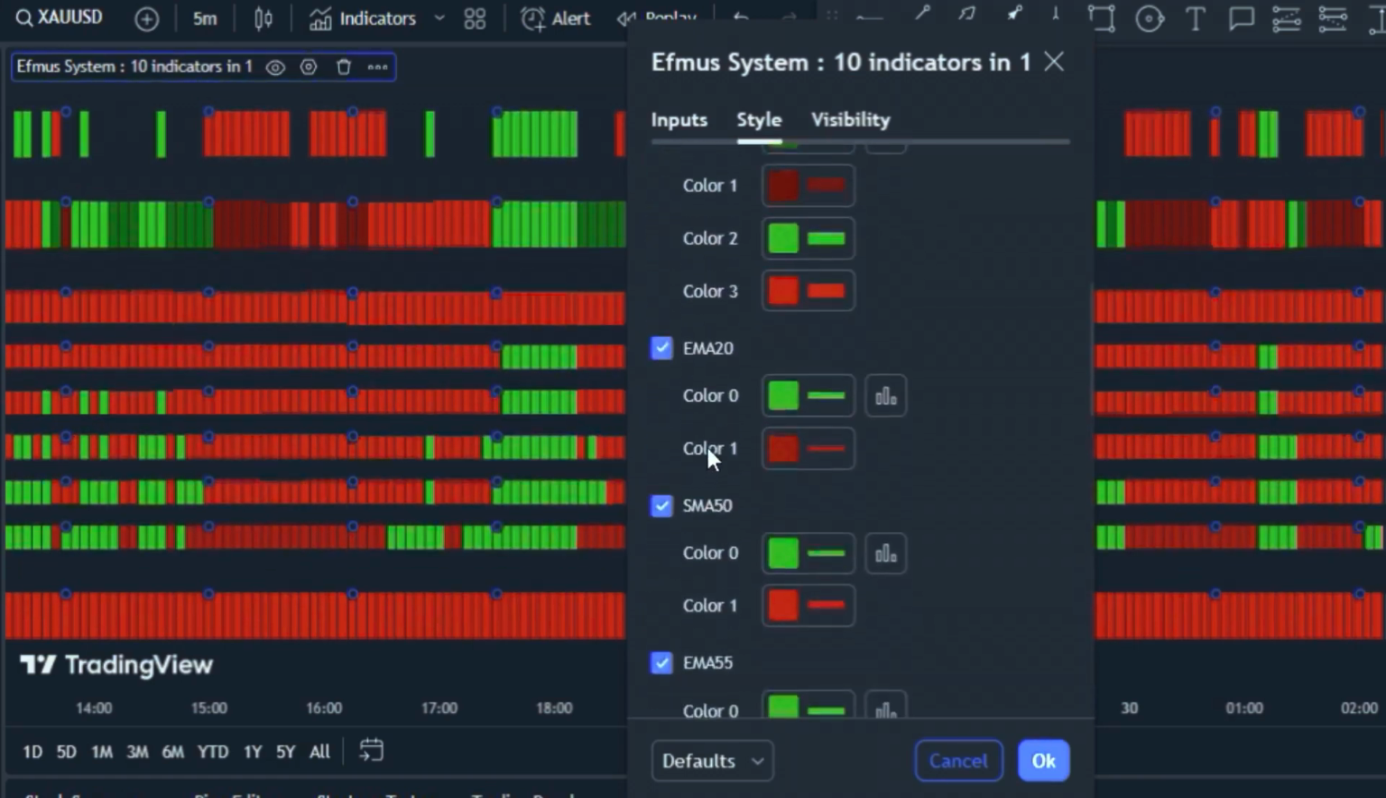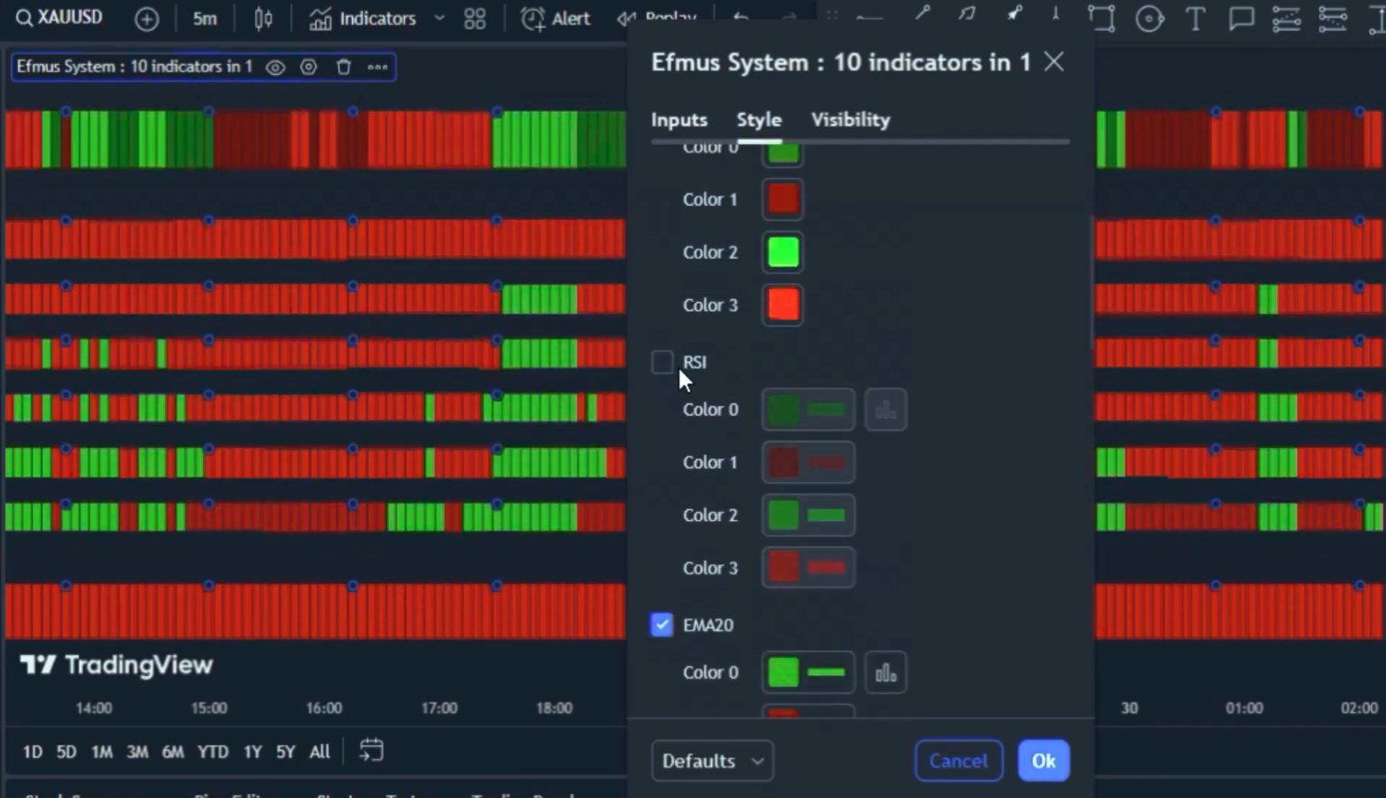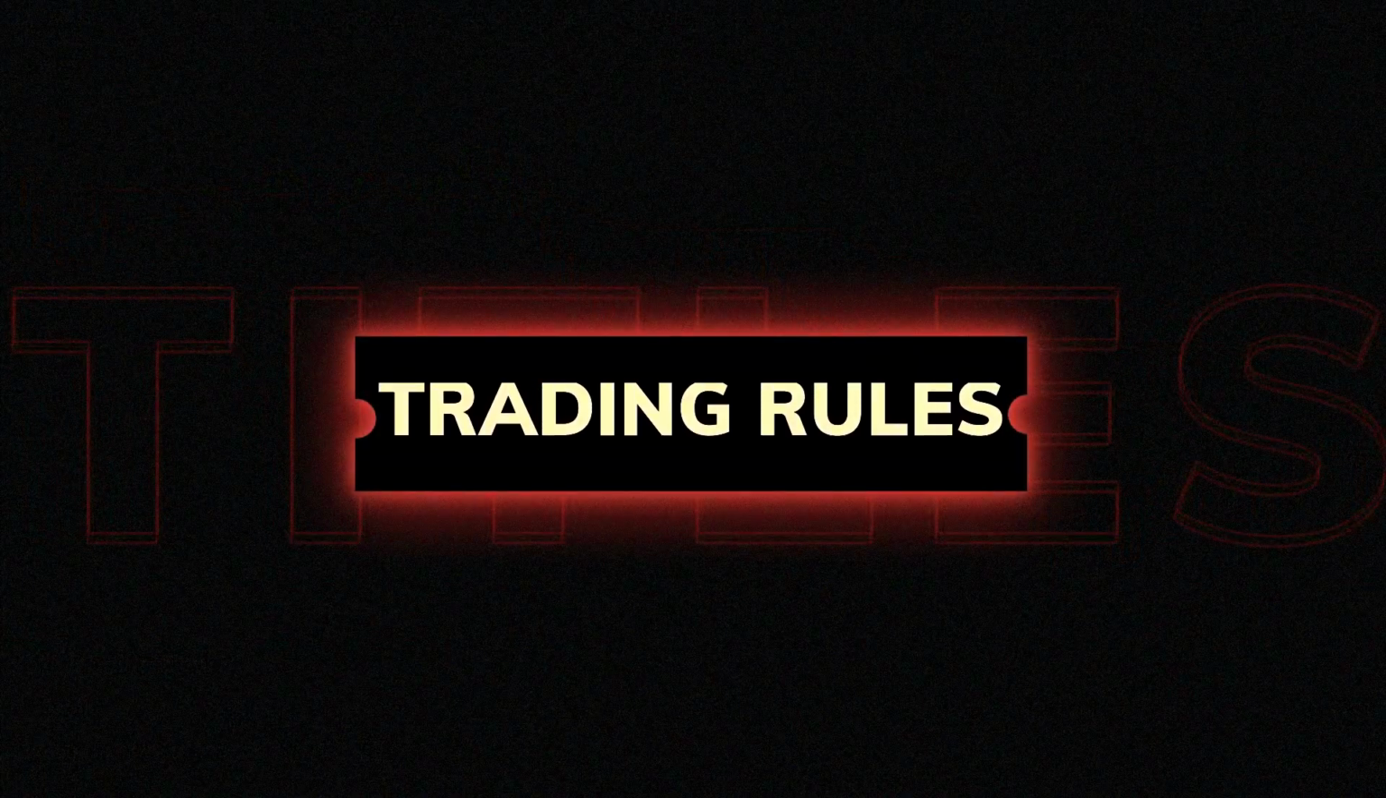Attention traders, we've got our indicators locked and loaded. Now comes the crucial part, setting our trading rules. This is the backbone of our strategy, so let's make sure we get it right. Pay close attention as we dive into the details, and feel free to pause the video if needed.